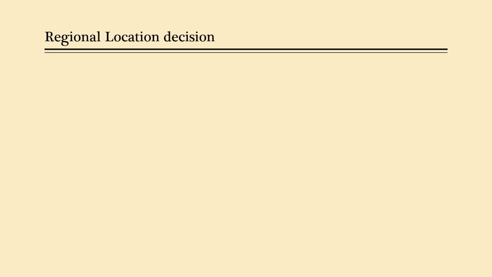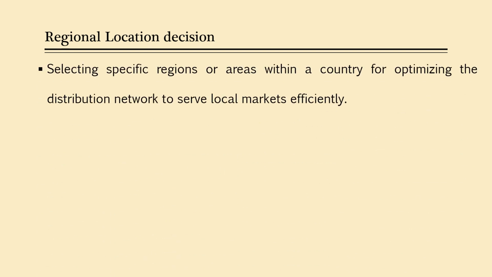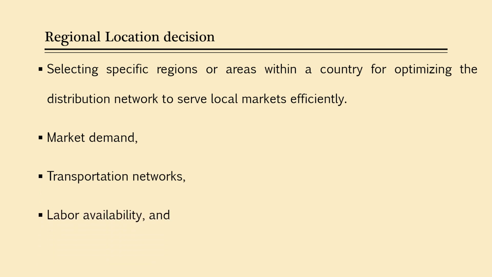Regional or divisional managers may be responsible for making regional location decisions. Typically, it involves selecting a specific region or area within a country, optimizing the distribution network to serve the local market efficiently. They have to consider factors such as market demand, transportation networks, labor availability, and regulatory considerations when making regional decisions.